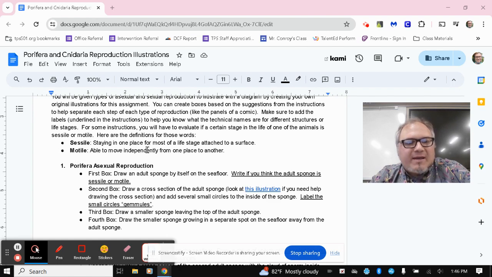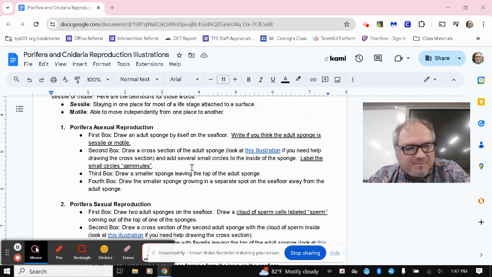And then motile, able to move independently from one place to another. This is for something that commits to more active movement, which is usually what we end up seeing in animals anyway. So, again, if it looks like it's able to move around freely in the water, it is probably a motile body form. Also, keep in mind, sometimes you'll see the terms that we used when we talked about protozoan locomotion when we're talking about motile individuals in these illustrations as well.